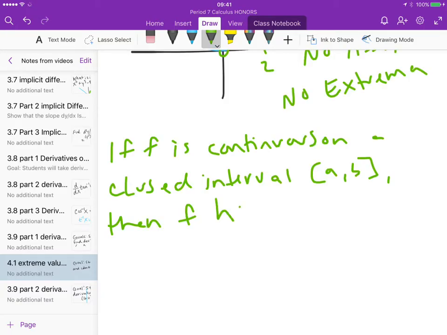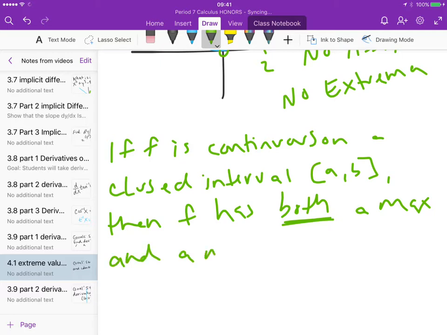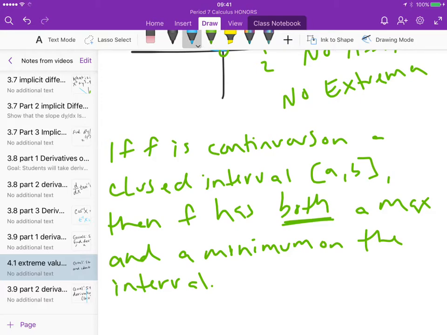that f has both, I'm going to underline both because it's key, both a max and a minimum on the interval. So we can really use our extreme value theorem in a couple different ways.